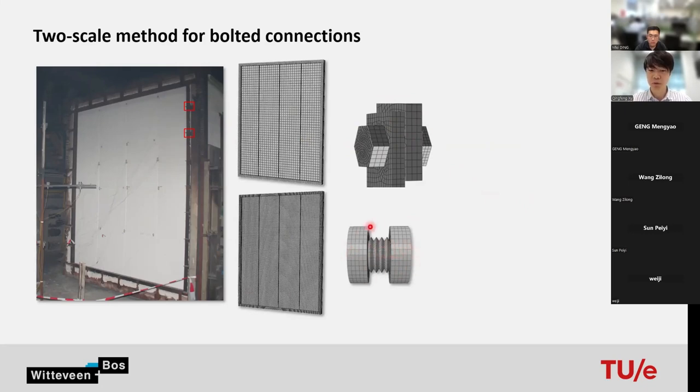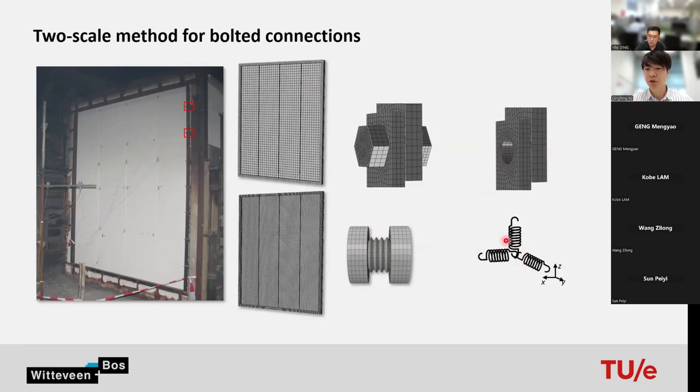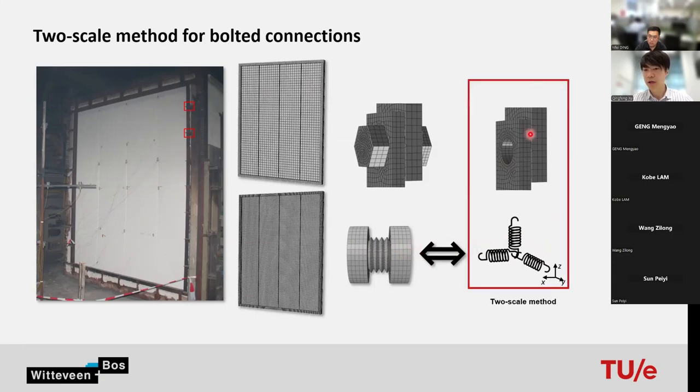If we want to model such a small detailed model in the large system, the computational cost will increase dramatically. Therefore, I propose a method in which we keep the plate over here, and we use a spring element as a representative for the bolt listed here. So the behavior of the spring element will be more or less equivalent to the bolted connection here. I call this method a two-scale method.